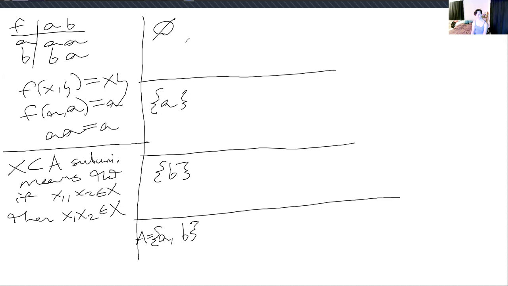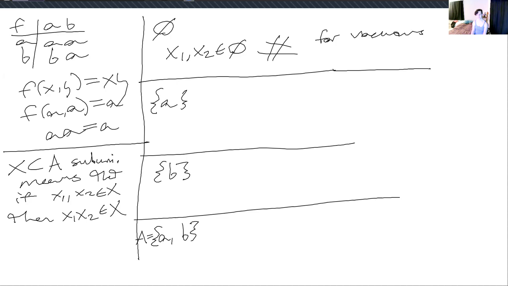Well, for the empty subset, if I have x1, x2 in the empty subset, this is impossible. So this is vacuously true, if you're familiar with that logical terminology, that for all x1, x2 in the empty set, x1 times x2 is also in the empty set. So for vacuous reasons, the empty set is in what I'm going to call the collection of subuniverses of my magma A.